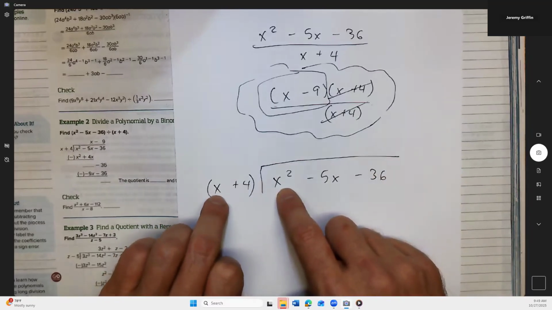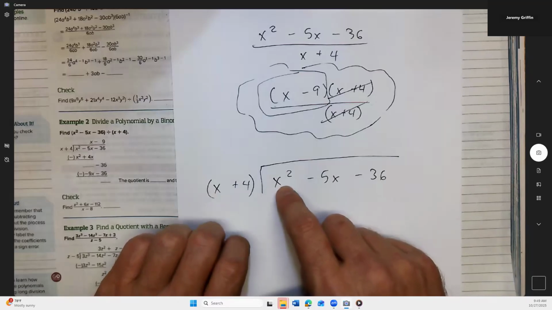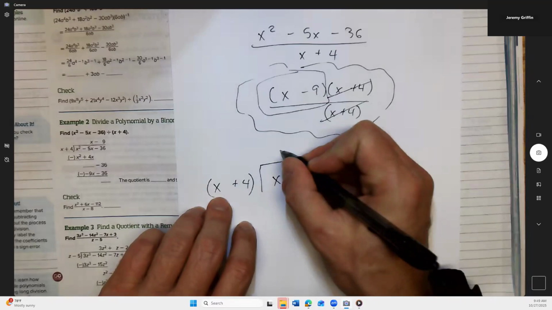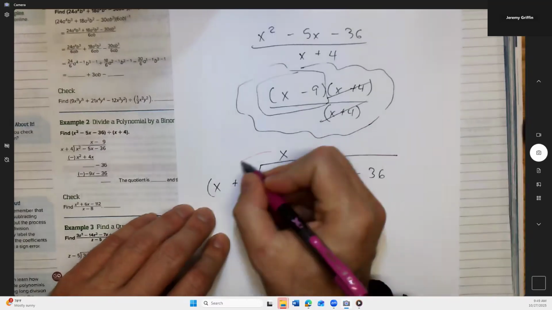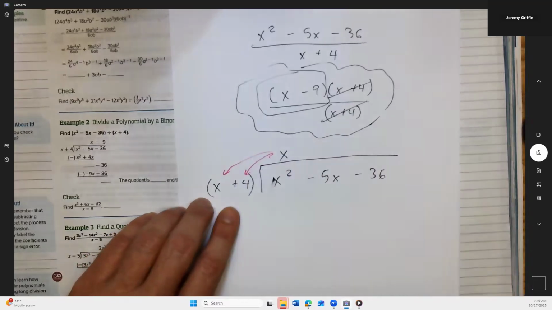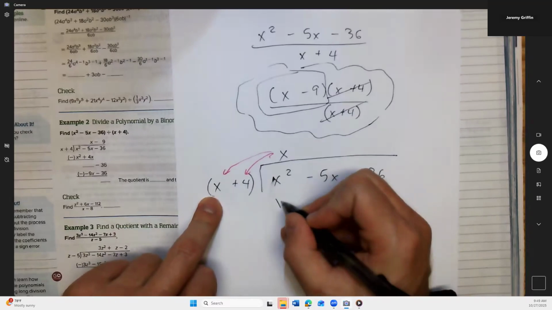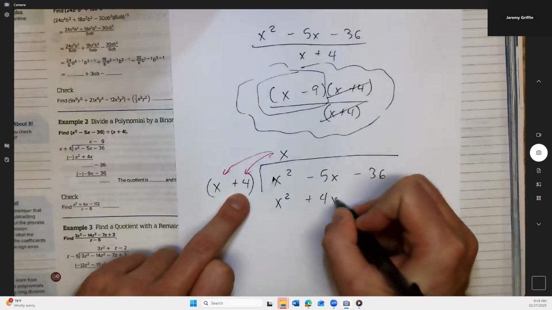Okay, so how many times does x go into x squared? How about x times, right? It would be 2 if this was a 2x, then I would say 2. But if it's x squared, I'm going to say x times. Then what I'll do is I'm going to take this x and I'm going to multiply it by this whole binomial here. So guys, what's x times x? X squared. And what's x times 4? 4x. So that would be like that, right?